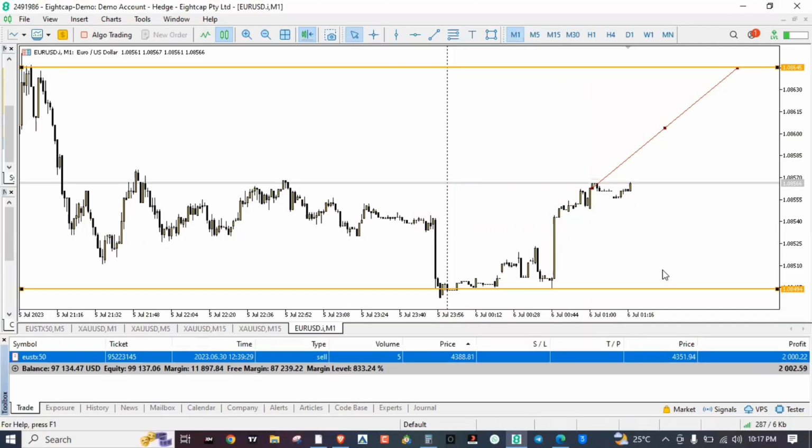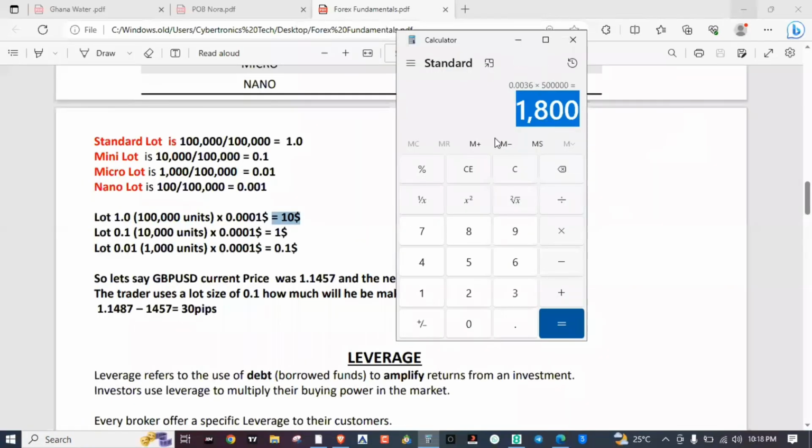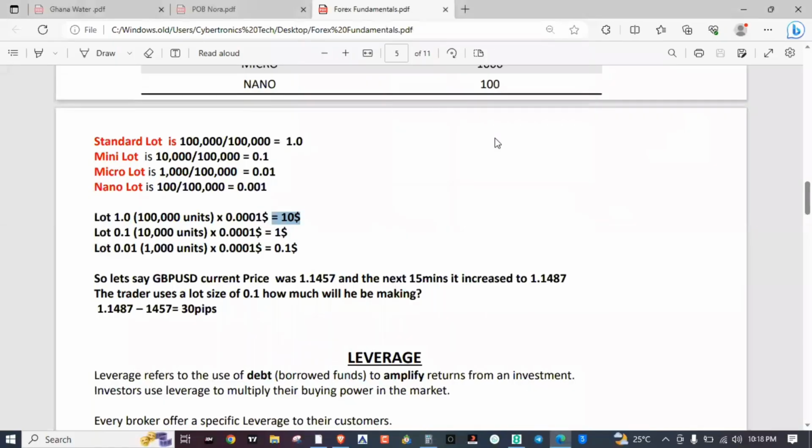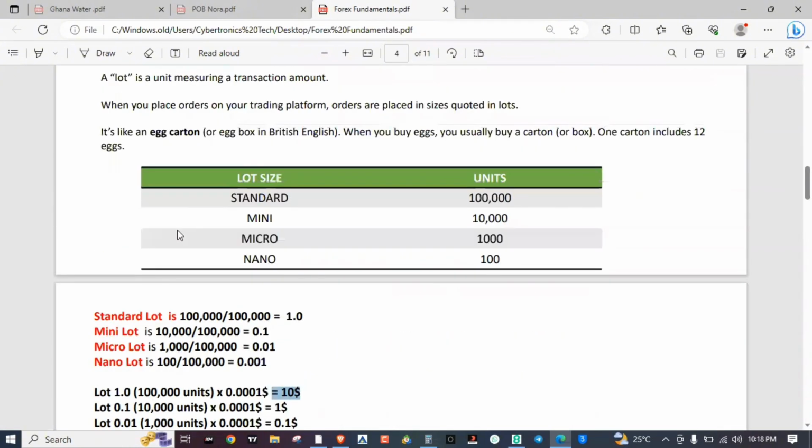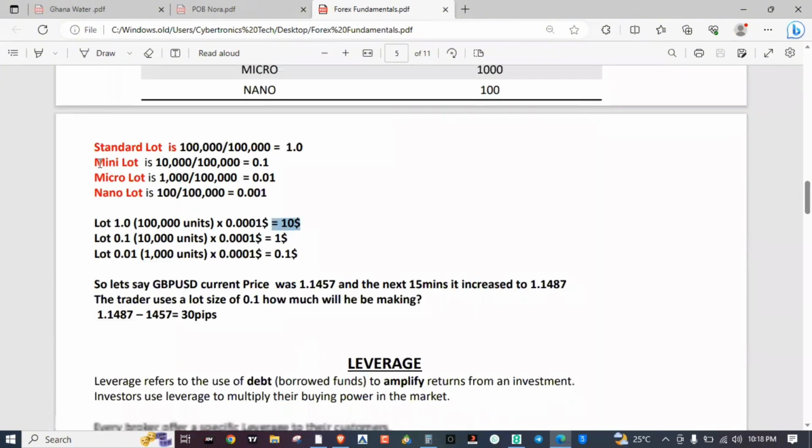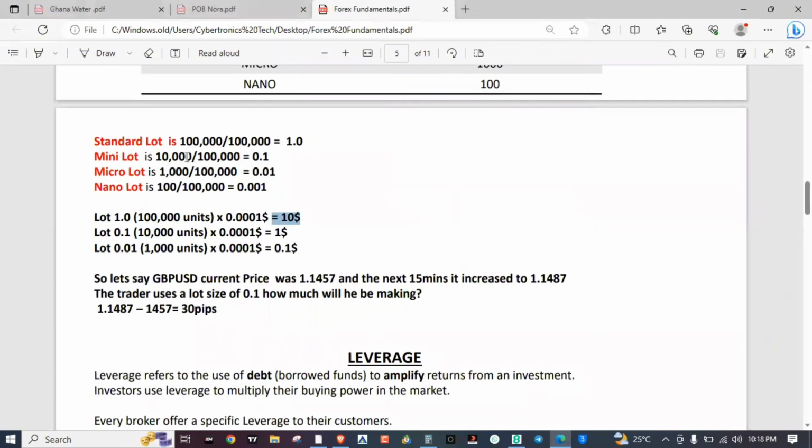I get it. So first we started with pips, just a movement in price. Now we know that we have to buy a lot of units in order to get more. So the standard lot is 100,000 units, and the mini is what? It's 10,000 units.